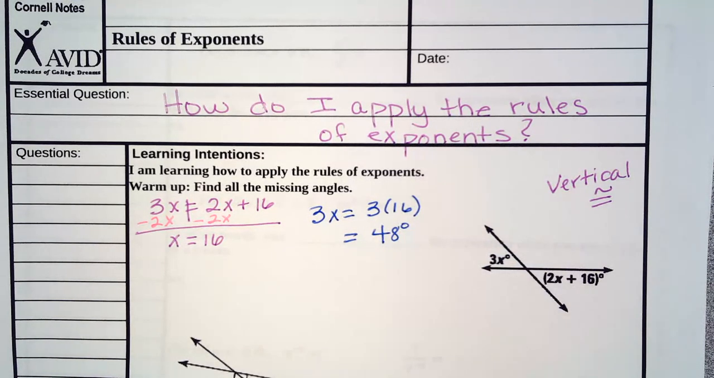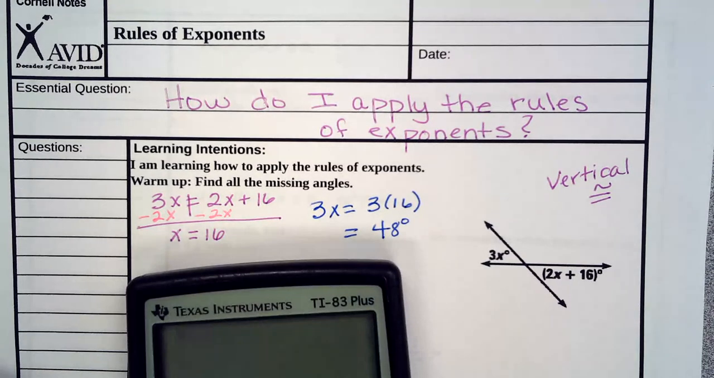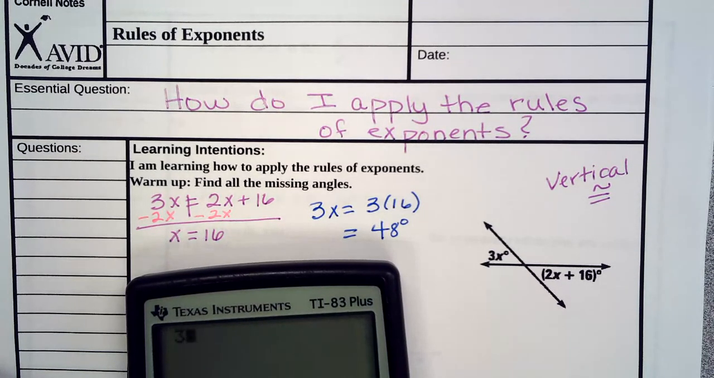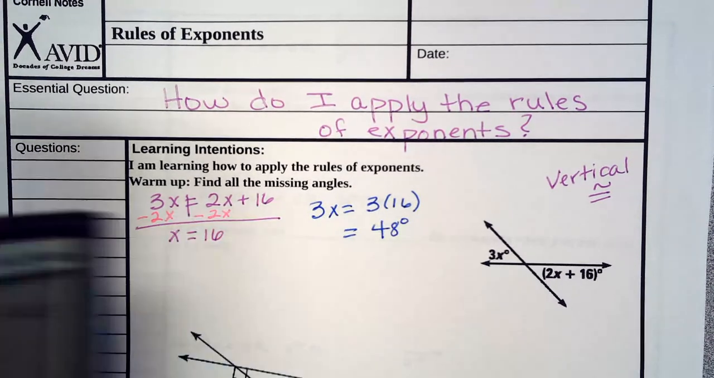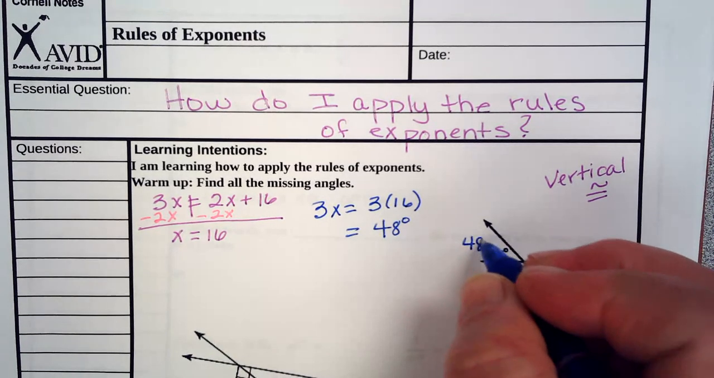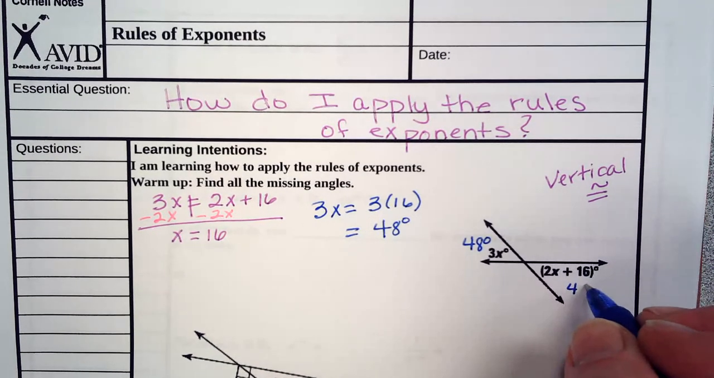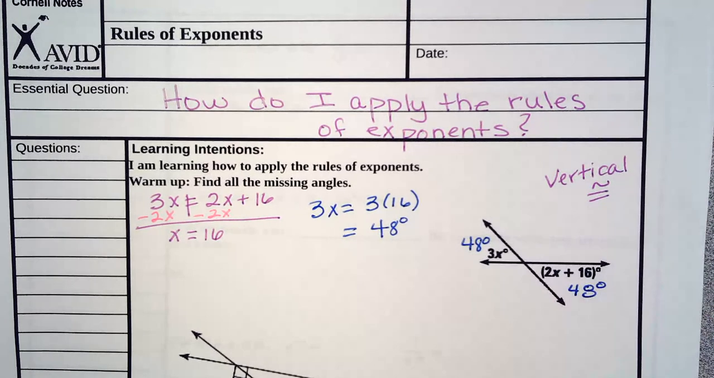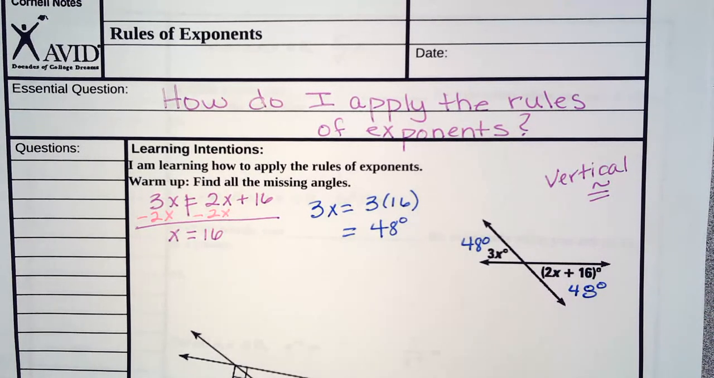Always check your math with your calculator if you're afraid you didn't do it quite right. So 3 times 16 is 48. So I know I'm correct. So if this one's 48 degrees, then I also know that this one over here will be 48 degrees. But I'm still missing the other two. How do I find them?